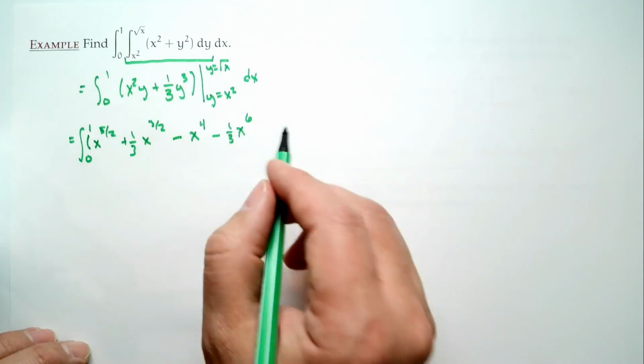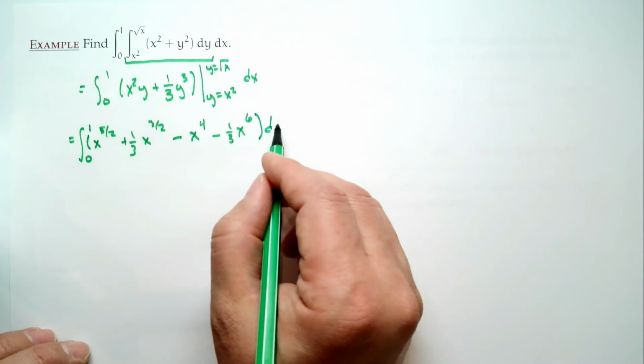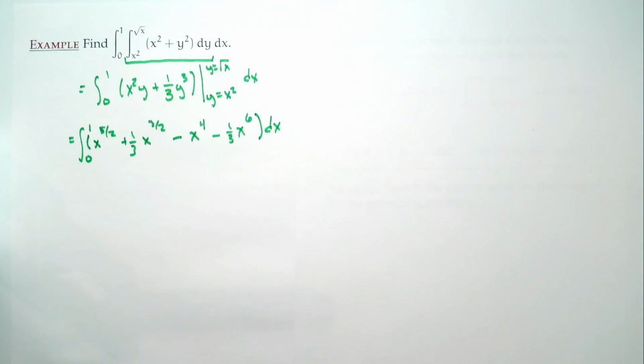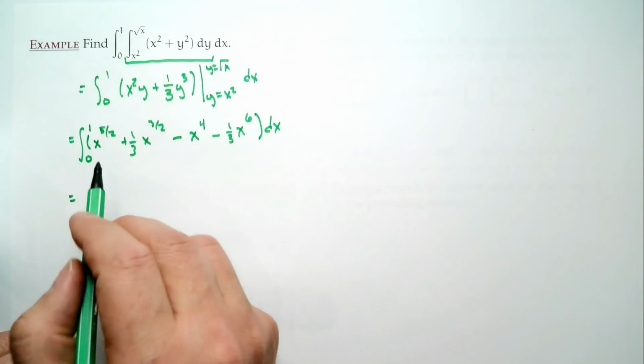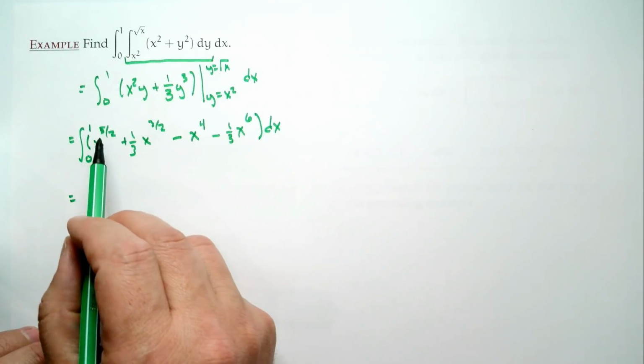All right. Well, good. That's our layer. We integrated and evaluated. And notice that what we're left with now is only in terms of x, which is what we should expect. Okay, now what do we do? Integrate again. Absolutely. So, integral of x to 5 halves?